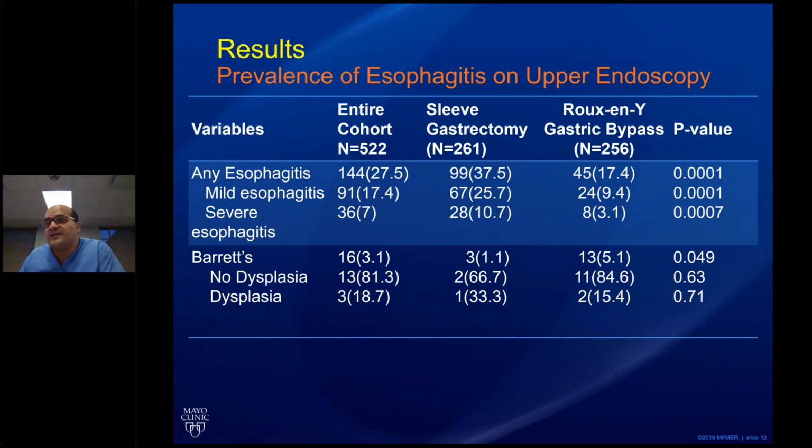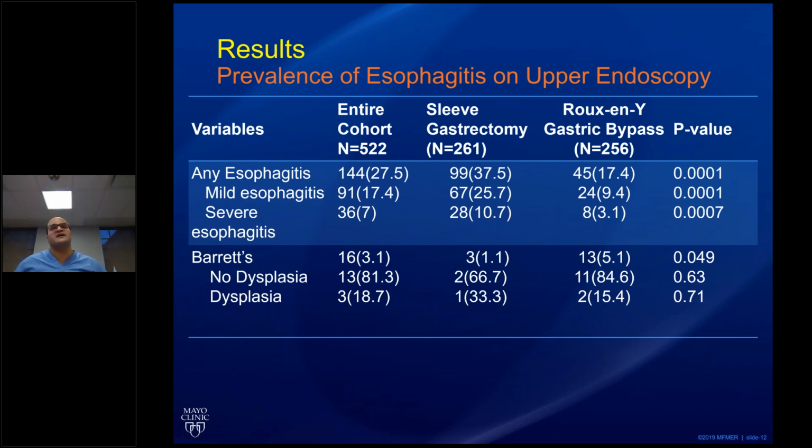So the prevalence of erosive esophagitis is higher after sleeve gastrectomy, but it's not trivial after ROY gastric bypass neither, because we've been associating ROY gastric bypass as an anti-reflux procedure. That means you expect erosive esophagitis to be almost zero, and here we're seeing about 17.4% incidence of erosive esophagitis in this cohort. If you broke down both the mild or severe forms of the erosive esophagitis, you could see that the story persists. Sleeve gastrectomy was associated with higher prevalence of both mild and severe erosive esophagitis, and the severe esophagitis was present in 10.7% of the sleeve cohort versus 3% of the ROY gastric bypass cohort.